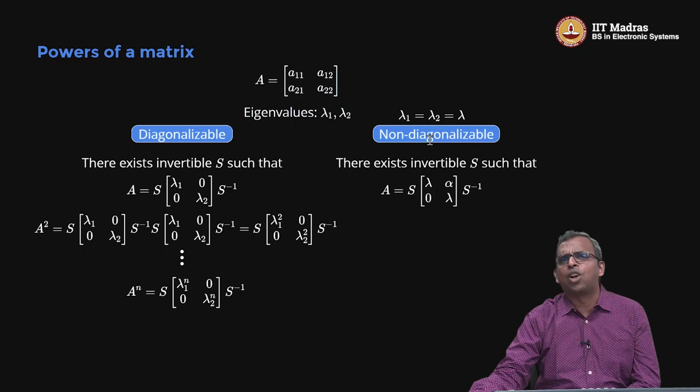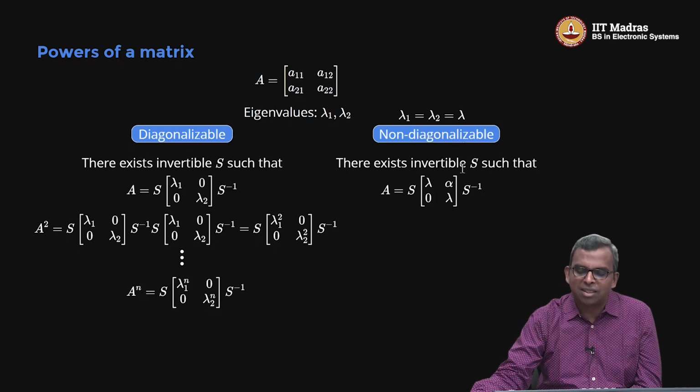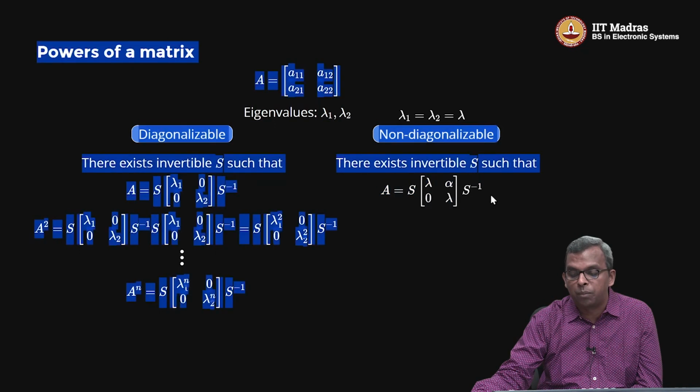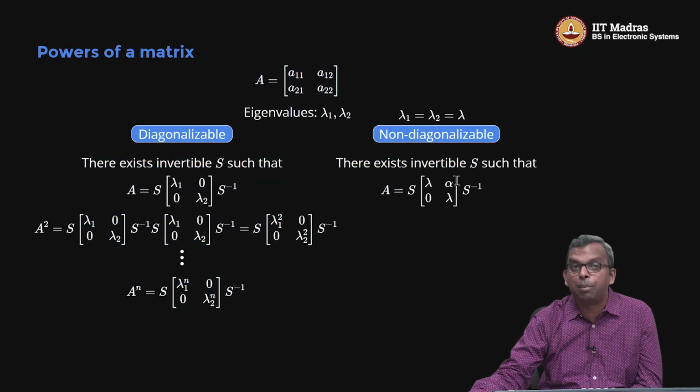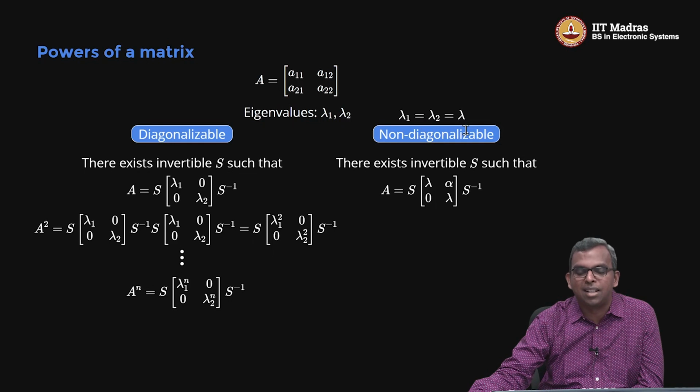Unfortunately, you may also get the non-diagonalizable case. In the 2 by 2 case, this is not too hard. In the non-diagonalizable case, what happens? Lambda 1 equals lambda 2 equals lambda, and there exists an invertible S such that A is S times the matrix lambda, alpha, 0, lambda, times S inverse. Okay, we know that this is true, right? Upper triangular is possible for any operator. This alpha will not be 0 in the non-diagonalizable case.